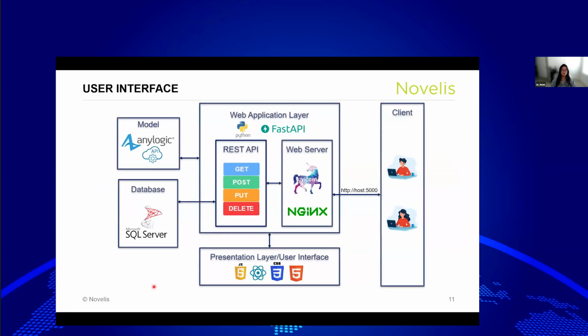And also just to give an illustration of the landscape of our user interface, this is pretty much just a high-level picture, but here we have RESTful services that interact with the database. We also have the AnyLogic Cloud API that we use to embed the model in the web app. The web app itself is built using FastAPI, and on the presentation layer, we have React. And that's pretty much the current landscape we have for the user interface side.